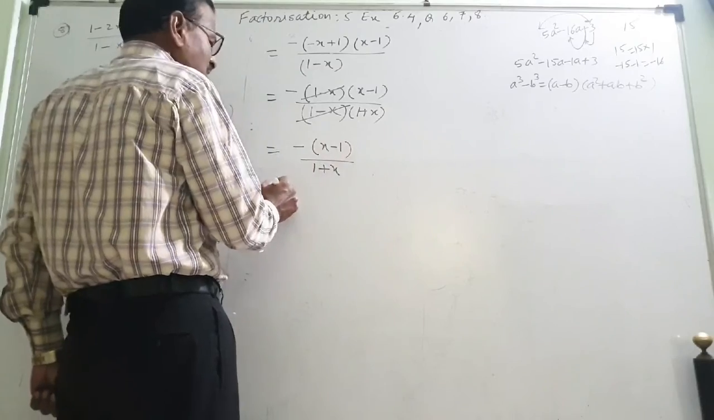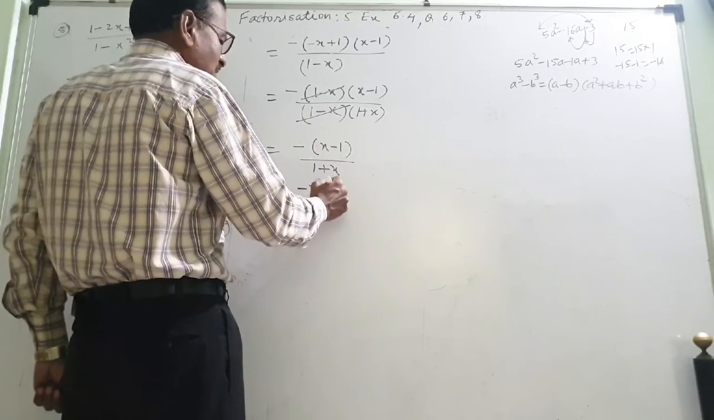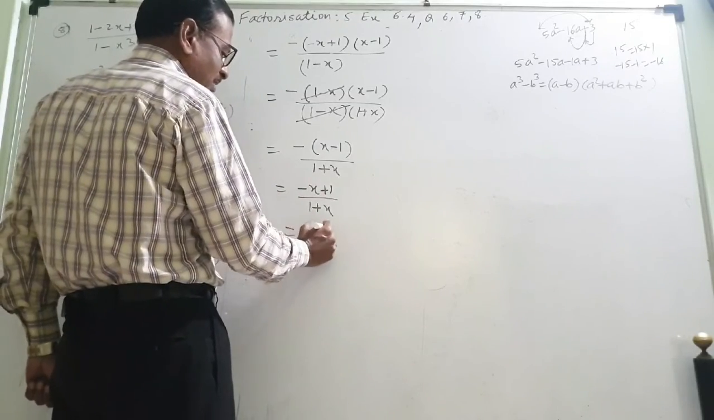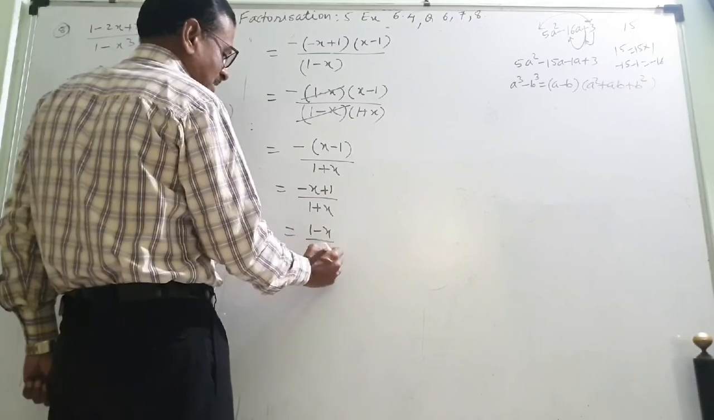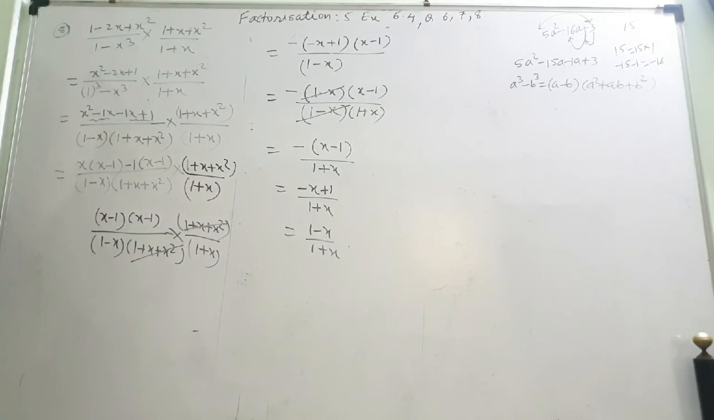This sign I will change now. This will be minus x, this will be plus 1 upon 1 plus x. That is nothing but 1 minus x upon 1 plus x. This will be the final answer of this question.